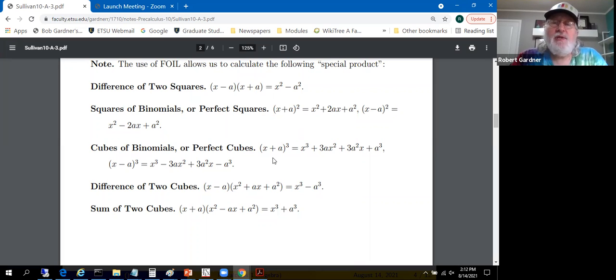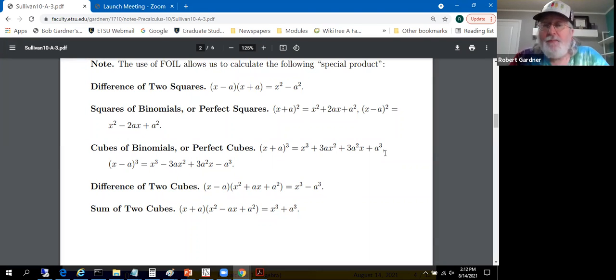What we're doing here is cubing a binomial, x plus a cubed. If you multiply that out, you'll have to FOIL it twice. It'll take a little bit of time to get through that. Trust me, you get x cubed plus 3ax squared plus 3a squared x plus a cubed.